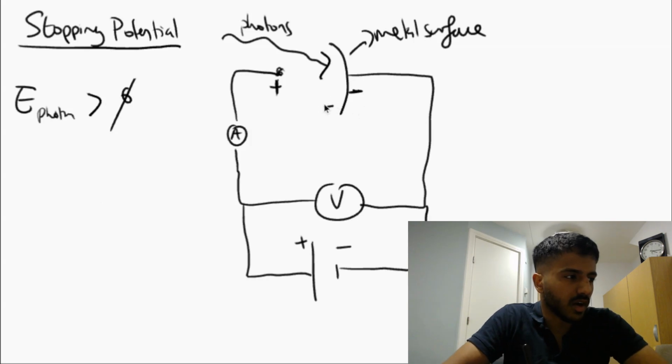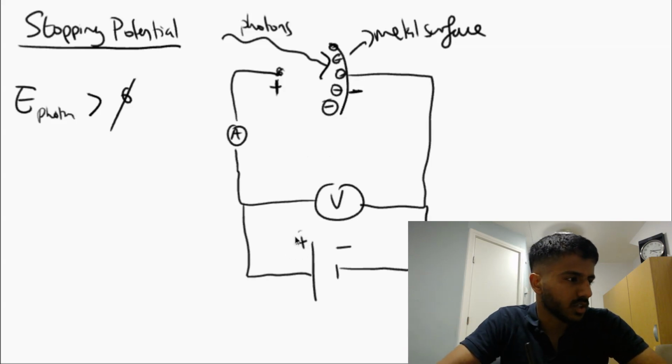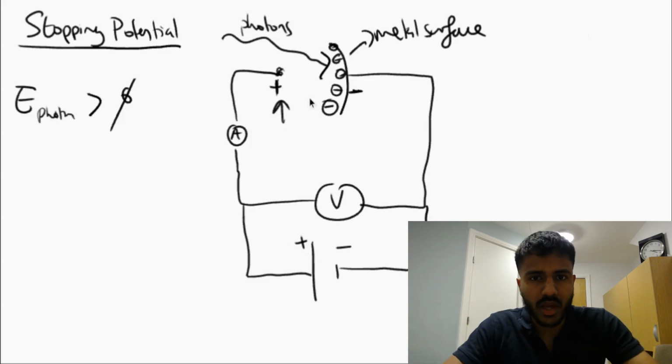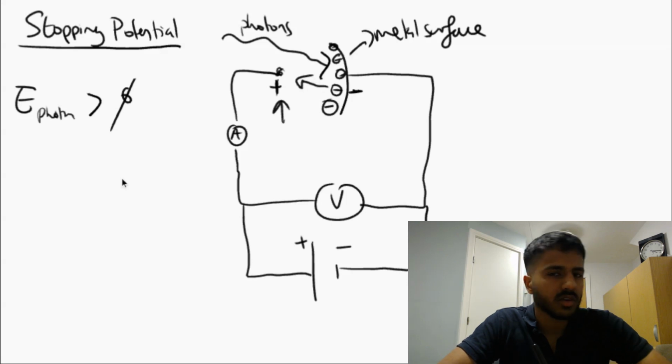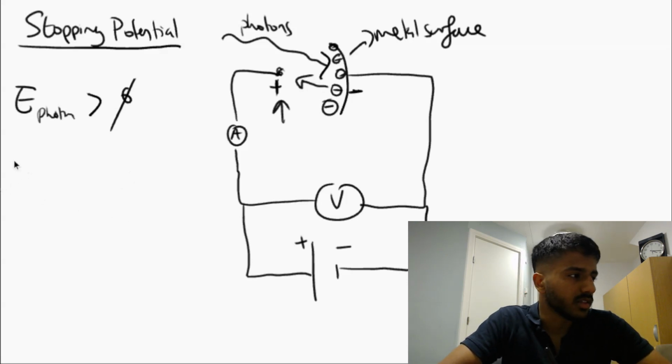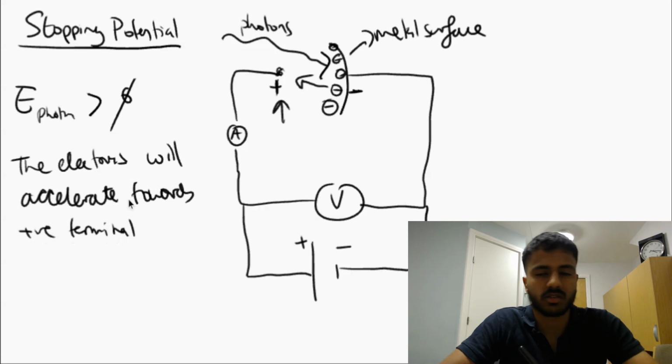So if we say that these are electrons here on this metal surface that have just been released, when I apply a voltage and this side is positive, we can clearly see that this terminal here is also going to be positive. So if we have a positive terminal on that side, the electrons are clearly going to get attracted to that terminal. So in this scenario here, the electrons will accelerate towards the positive terminal, or the positive side of this receiver, let's call it.